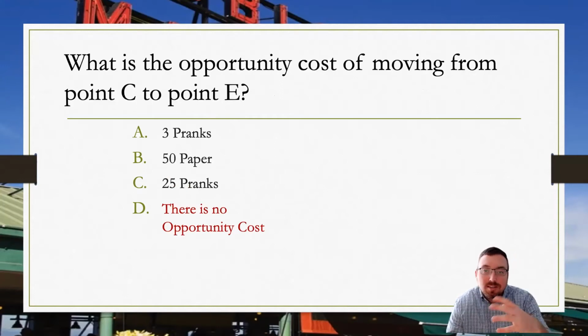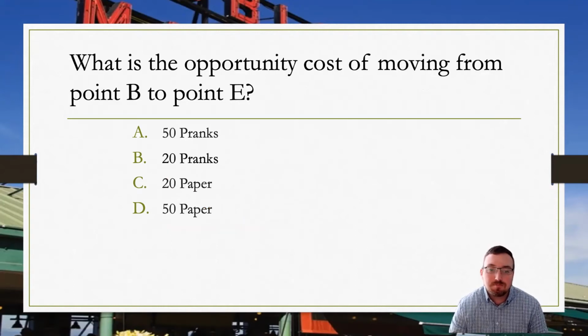In other words, point C here is an inefficient point. We can produce more pranks by utilizing our time better, to move to point E. So nothing is given up. Moving from an inefficient point to an efficient point, typically there's no opportunity cost associated with that movement.